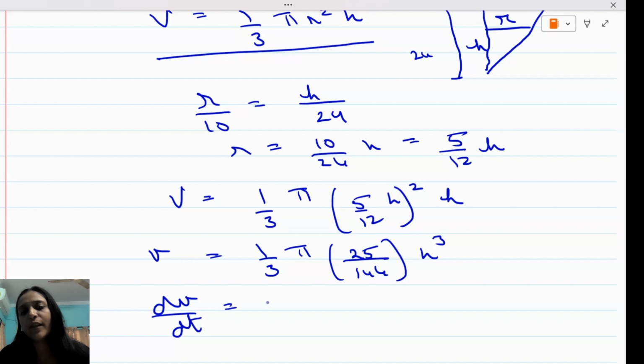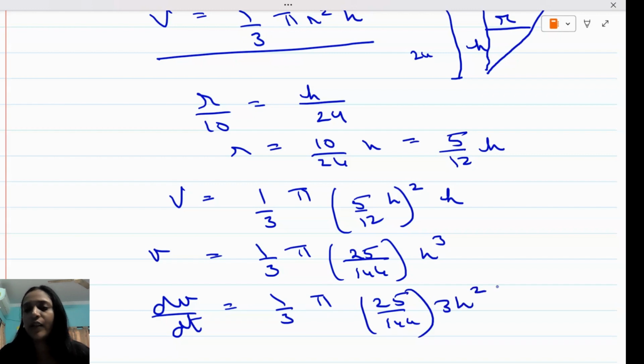Now once we've written it in this format, we can go ahead and differentiate. So we have dV by dt is going to be 1 by 3 pi 25 by 144 times 3h square. Now this 3 and this 3 can be cancelled out. Also we have dH over dt, let's not forget that. So now we have 25 pi by 144 h square dH over dt.